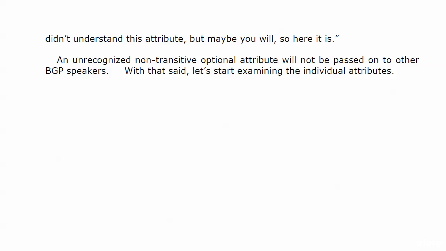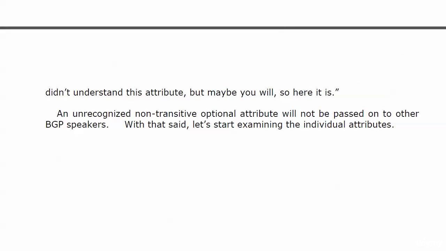An unrecognized, non-transitive optional attribute will not be passed on to other BGP speakers. And of course, the key there is non-transitive. It's not going to transit from one AS to another or even between speakers. With that said, and I know that's a little complicated there at the end, especially if BGP attributes are new to you, it's really all going to become second nature to you with these labs, and we're going to start examining the individual attributes at the beginning of the next video. See you there.